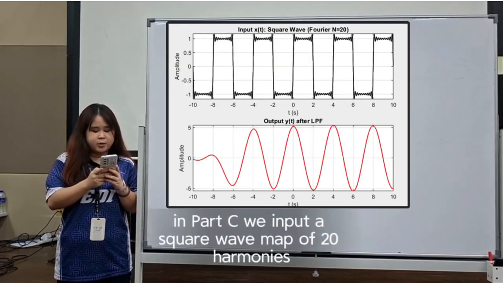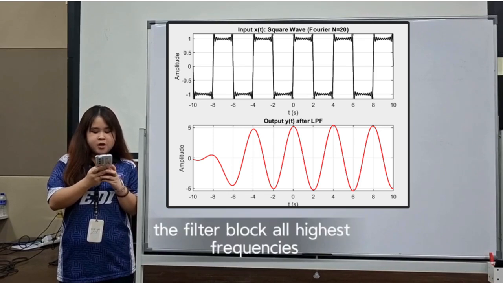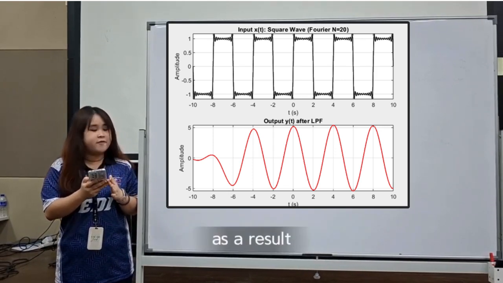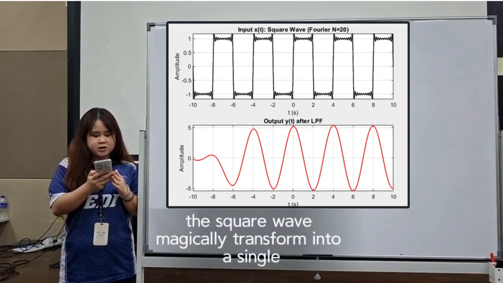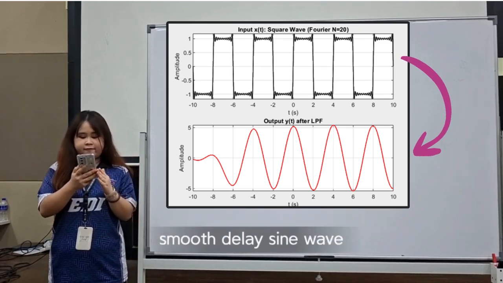Finally, in part C, we input a square wave made of 20 harmonics. The filter blocks all the higher frequencies. As a result, the square wave transforms into a single smooth delayed sine wave.